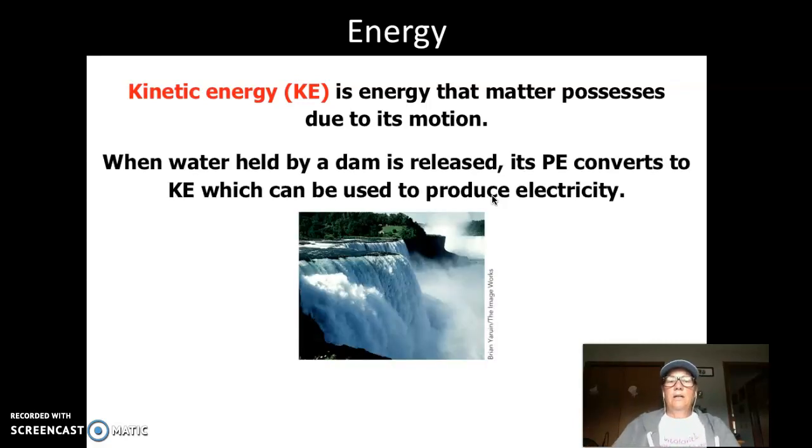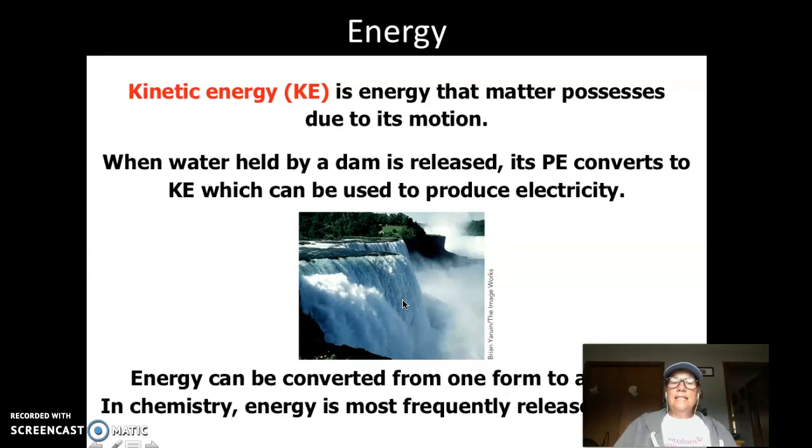Here's an example. The water, as it's coming up to the dam, has a lot of potential energy. Once it goes over, then it has a lot of kinetic energy. And we use this kinetic energy right here to turn turbines and get electricity, hydroelectric power. Okay, so energy is really very easy to convert from one form to another. In a chemical reaction, the most common way that we change energy is heat. We burn things or whatever. There's other ways of doing it, but heat is usually our change in energy.